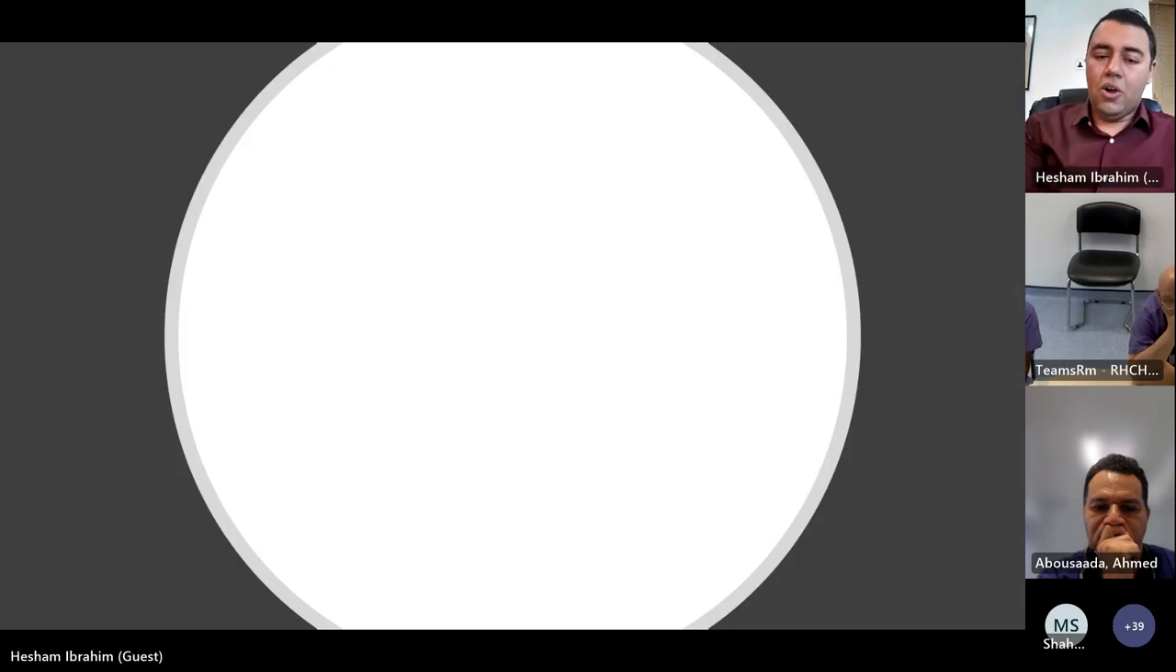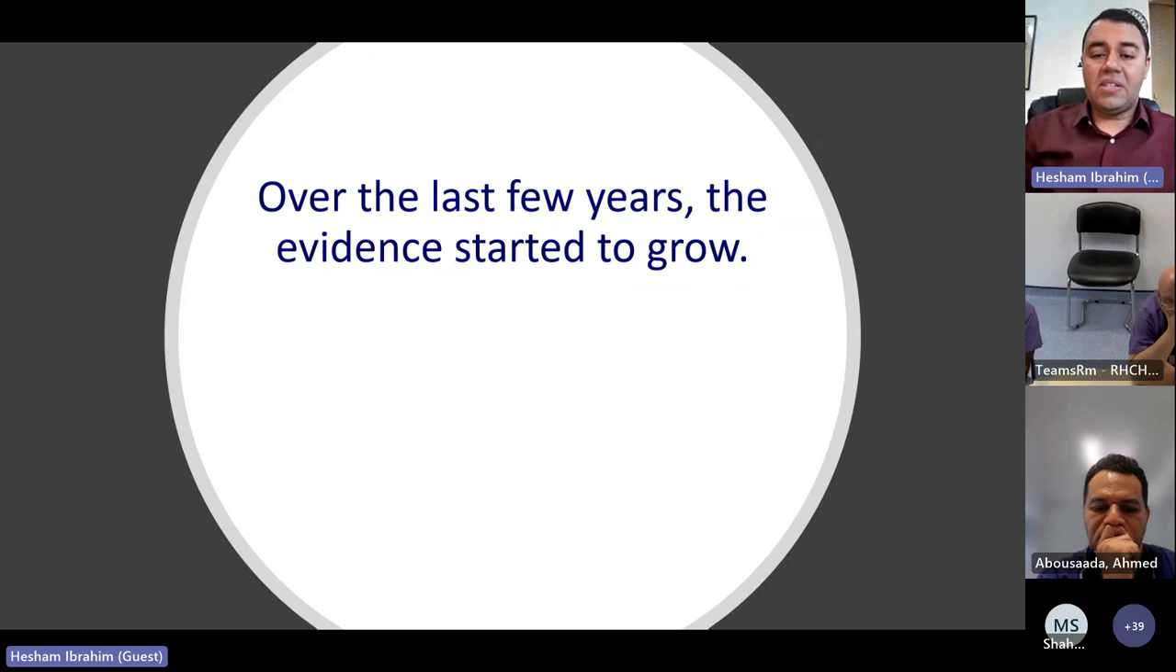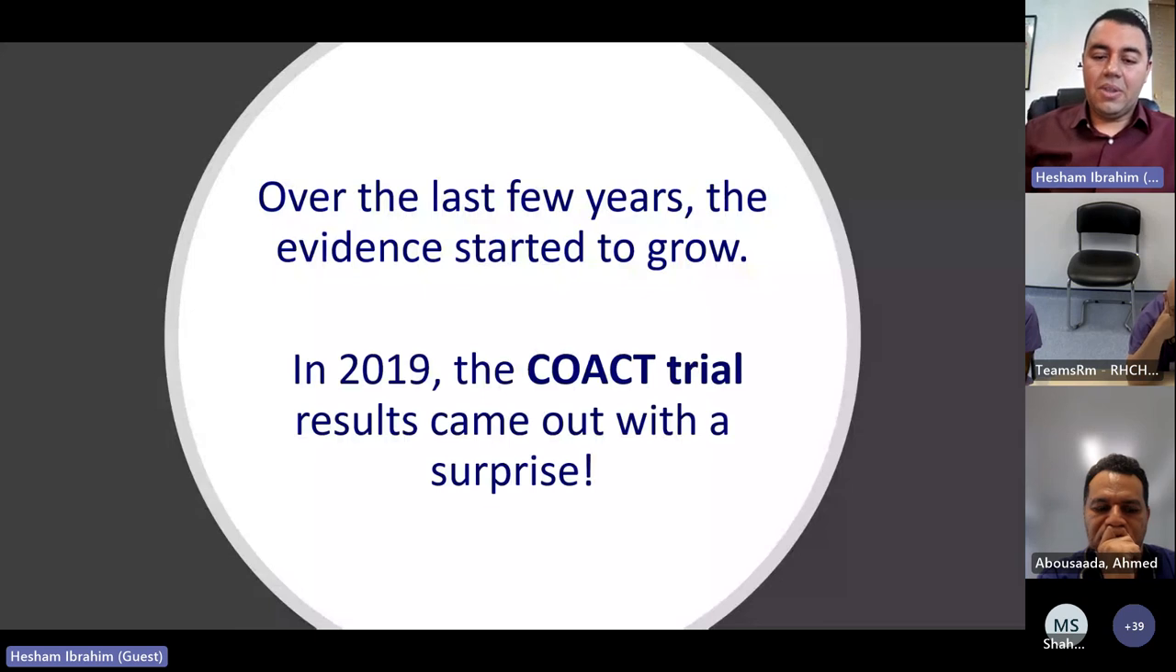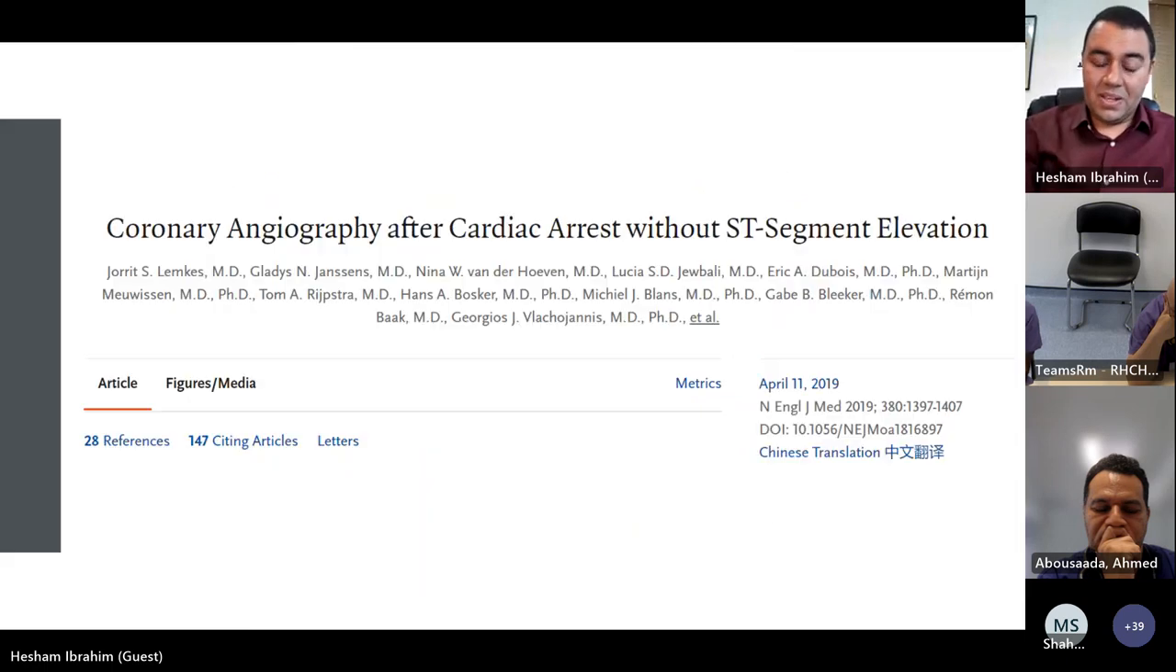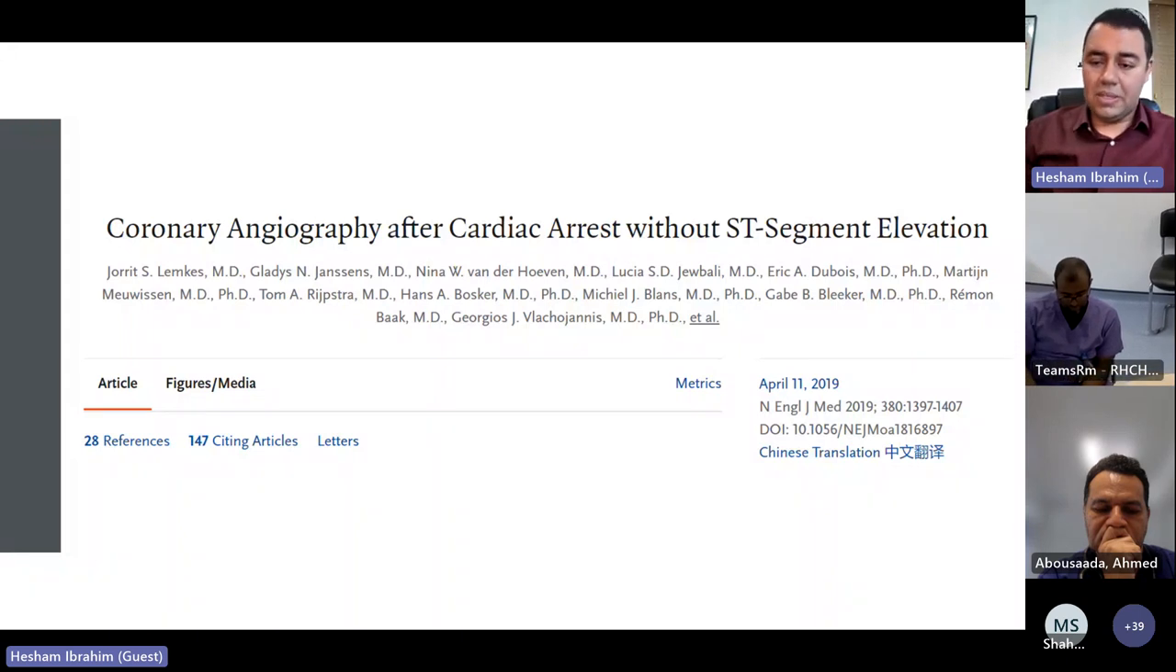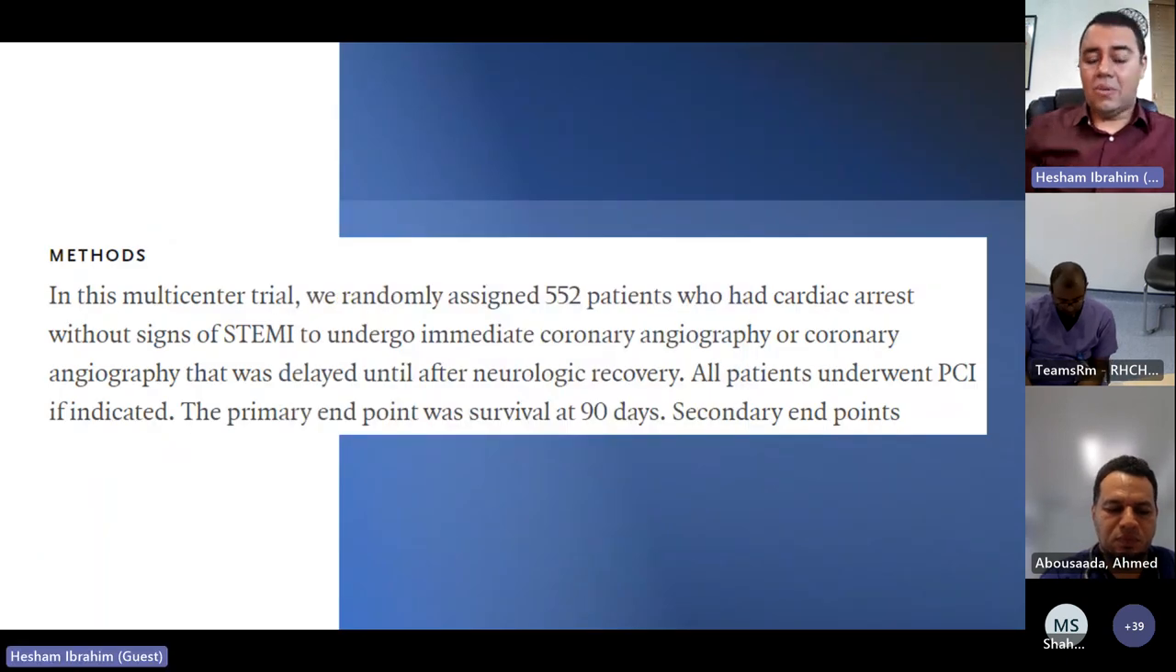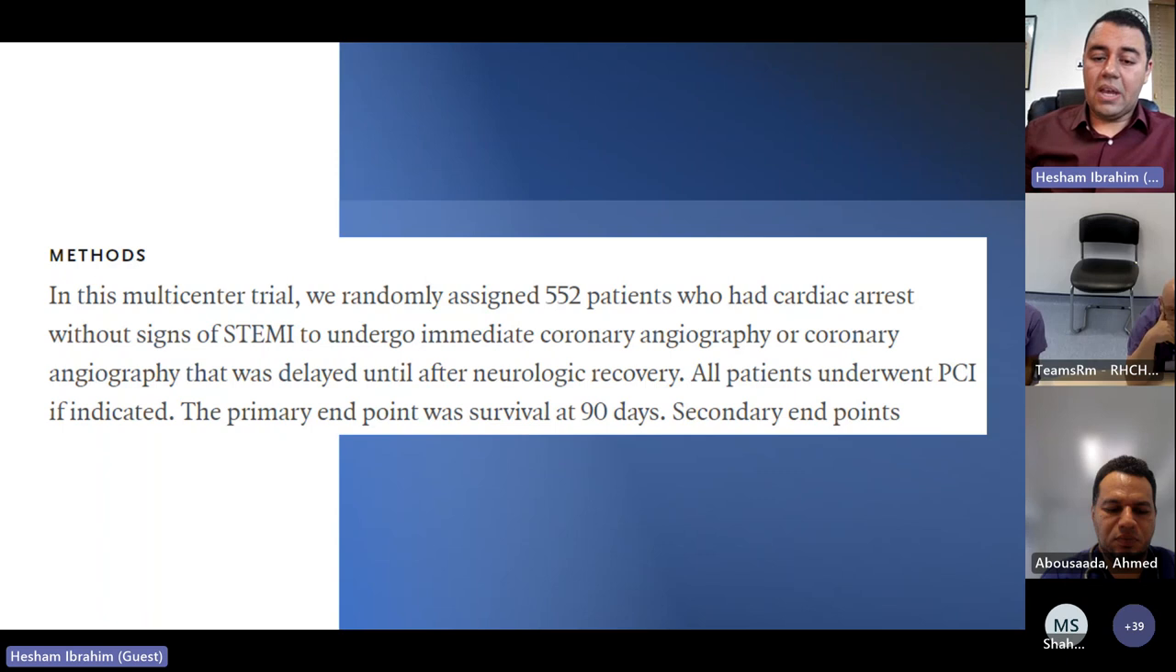But over the past few years, the evidence started growing and new evidence started to appear. And then in 2019, the COACT trial results came out with a bit of a surprise. So COACT stands for coronary angiography after cardiac arrest without ST elevation. It was a decently done study that was published in April 2019. It was a multi-center trial that included a random allocation of the candidates. They included about 552 patients with cardiac arrest without any signs of STEMI. So a decent number of cases.